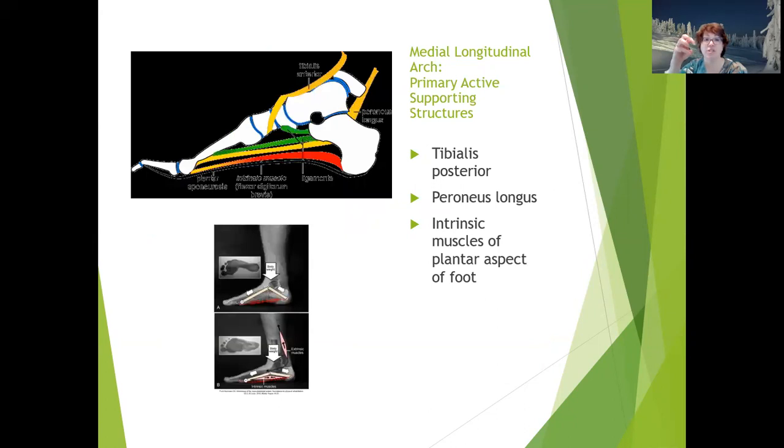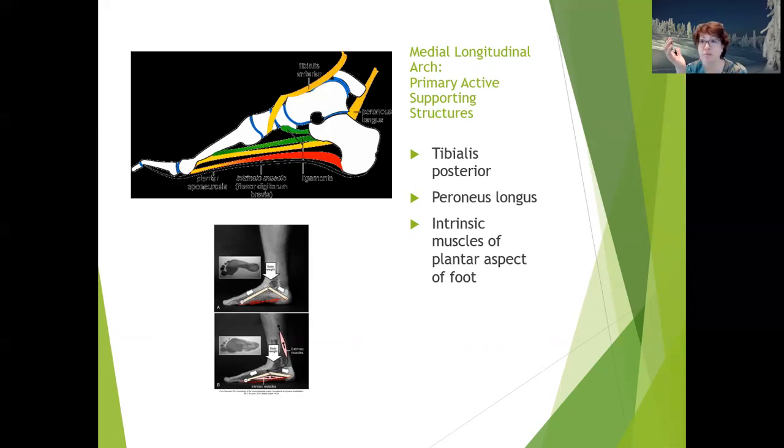So active supporting structures include the tibialis posterior, the peroneus longus or fibularis longus, and the intrinsic muscles of the plantar aspect of the foot. So we're going to talk about the extrinsic muscles of the foot, but we are not going to get into detail on the intrinsic muscles of the foot. That is really a specialty area. It's not considered entry level. And so we will talk about them in this respect, like they're part of the active support for the arch, but we're not going to talk about them specifically and name their origins and insertions.